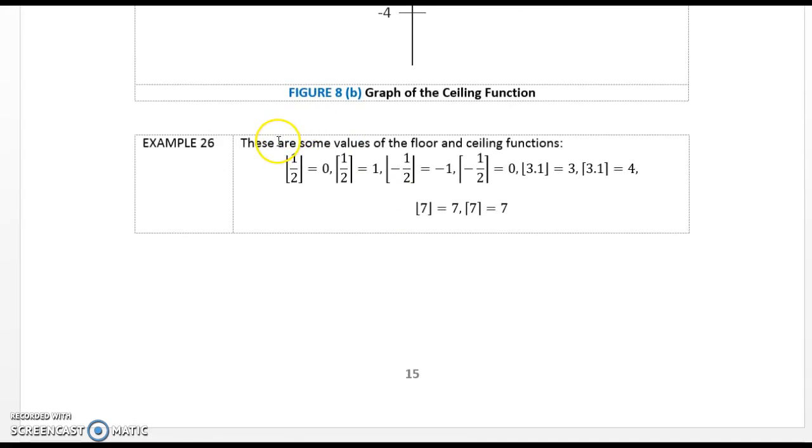Example 26. These are some values of the floor and ceiling functions. The floor of 1/2 is 0, the ceiling of 1/2 is 1, the floor of -1/2 is -1, the ceiling of -1/2 is 0, the floor of 3.1 is 3, the ceiling of 3.1 is 4, the floor of 7 is 7, and the ceiling of 7 is 7.